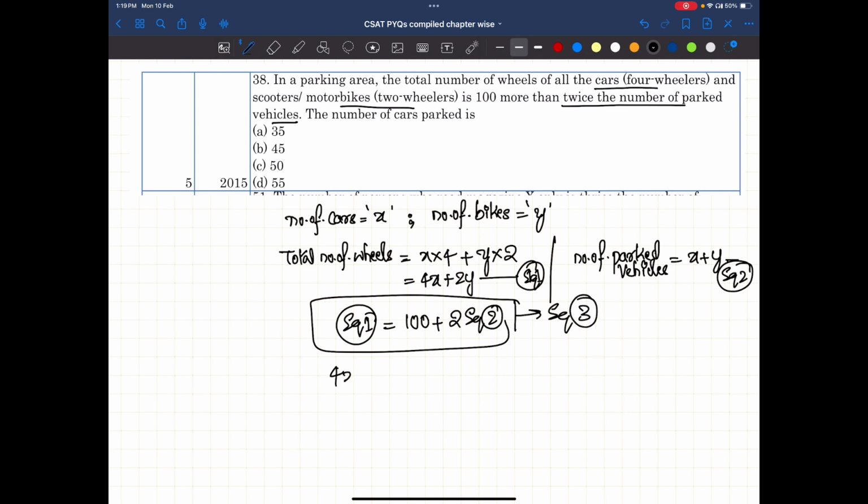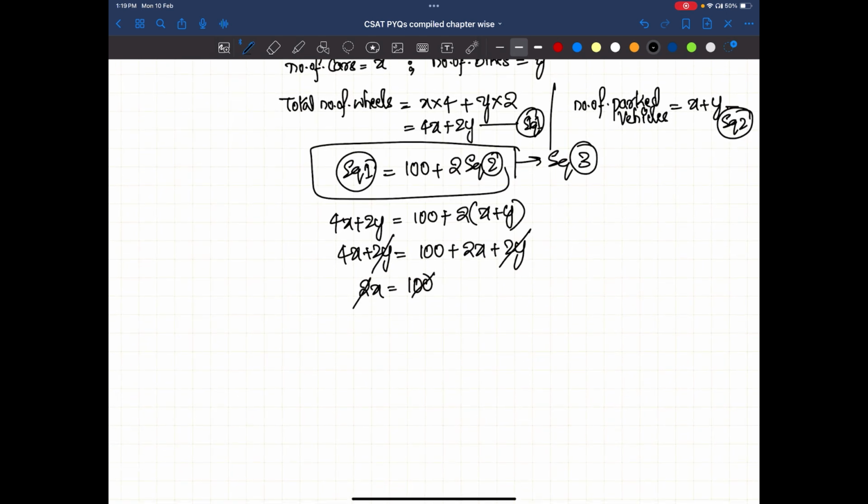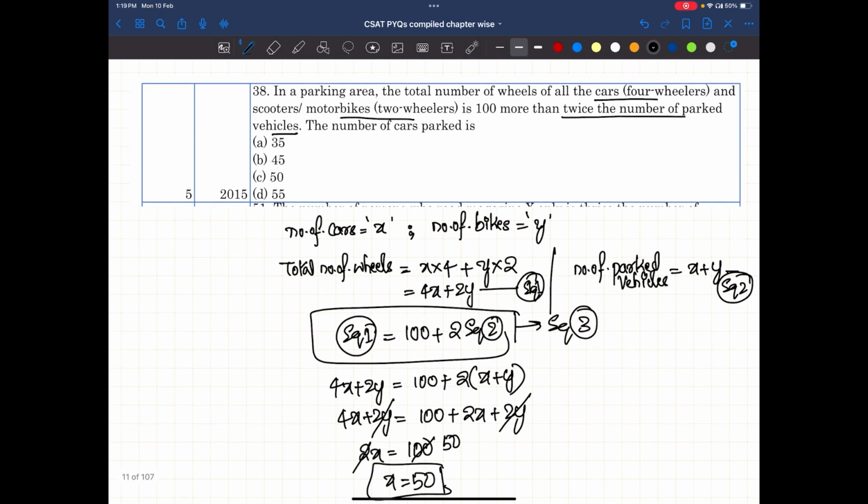It comes 4x plus 2y is equal to 100 plus 2 times of x plus y. So 4x plus 2y is equal to 100 plus 2x plus 2y. This 2y gets cancelled. So when this 2x comes here, it becomes 4x minus 2x. So 2x is equal to 100 and x is, by cancellation, 50. This is the conventional way of solving.